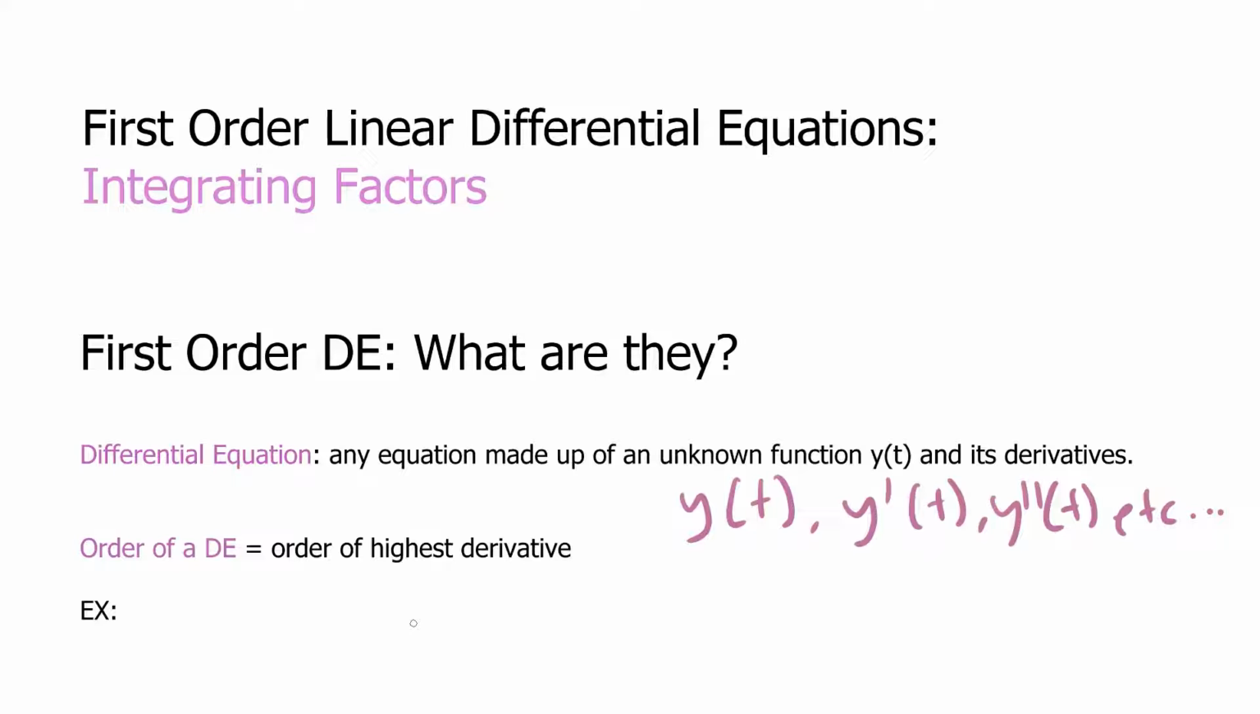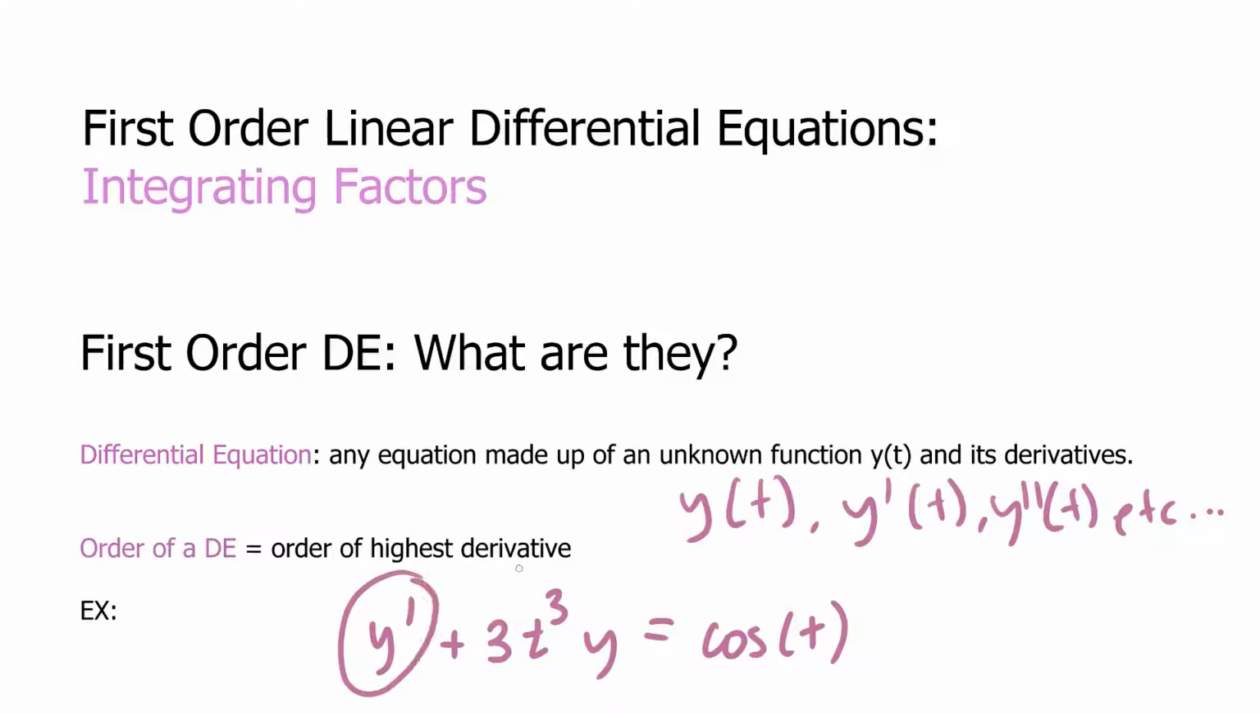If we say we have a second order differential equation, the highest derivative in the equation will be y double prime. For example, a first order differential equation would be something like y prime plus 3t cubed y equals cosine of t. This is a first order differential equation because the highest derivative here is y prime, thus this equation is first order. Okay, that was pretty simple.